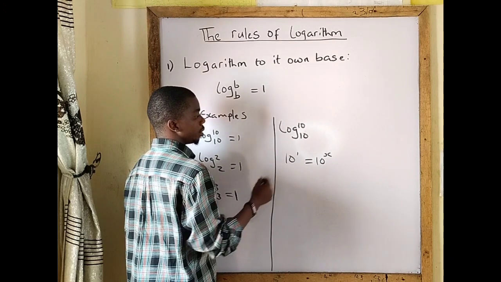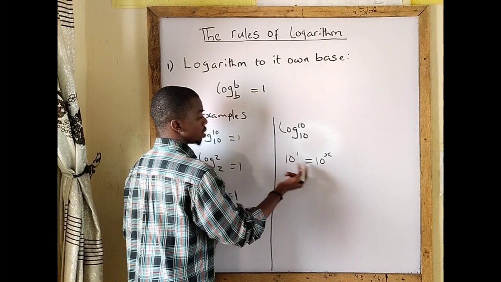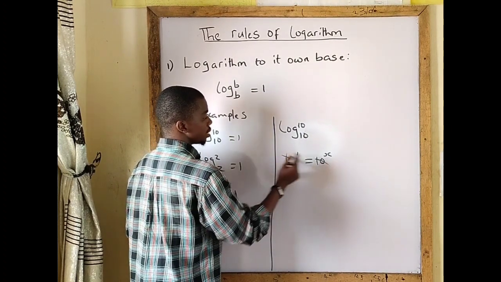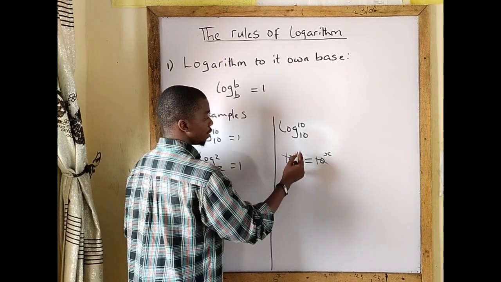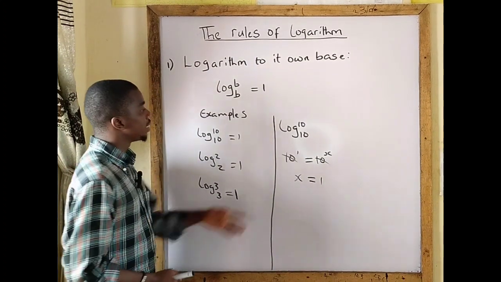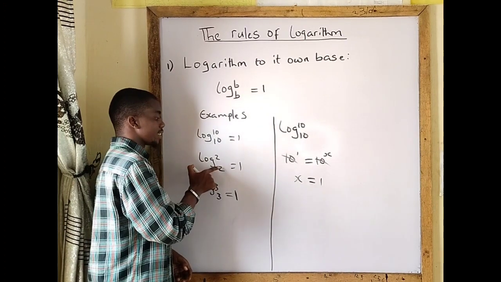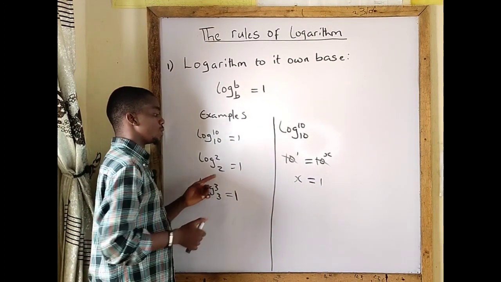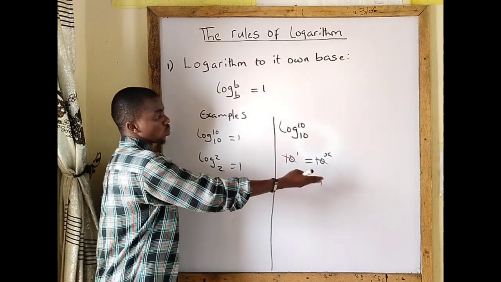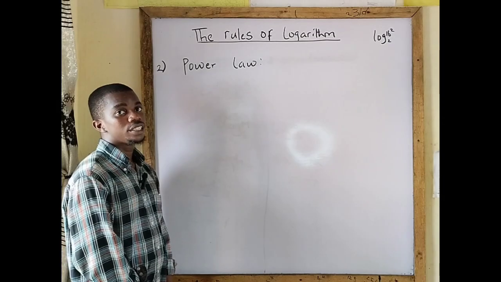And we can see now that the bases on both sides of the equation are equal. So if we cancel the bases off, we have that x is equal to 1. This will happen for every log that has the same number as its base. All the logs in this form are always equal to 1, and this is the way of proving that.